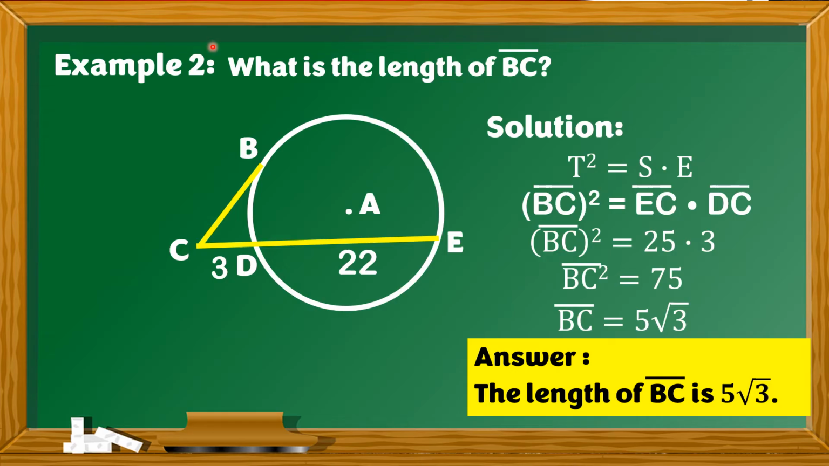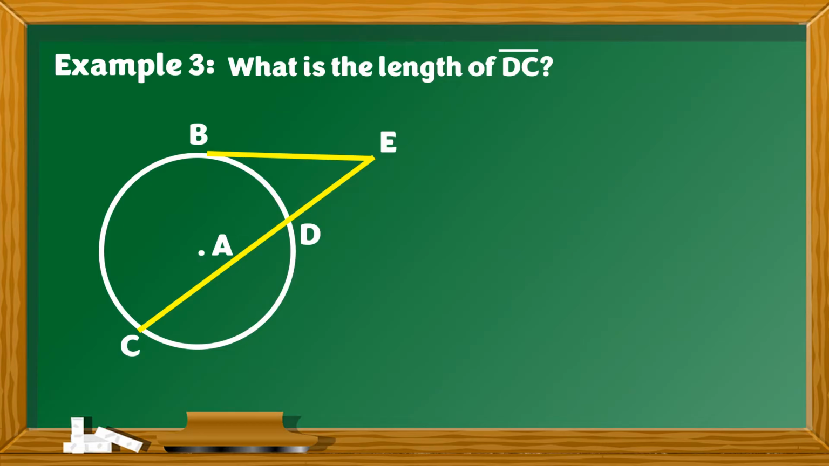So therefore, the length of line segment BC is 5 square root of 3. Let's have example number 3. What is the length of line segment DC? In circle A, line segment BE is the tangent line, and line segment CE is the secant line. And the length of line segment DE is 4, and the length of line segment BE is 8. So we're going to determine the length of this line segment.